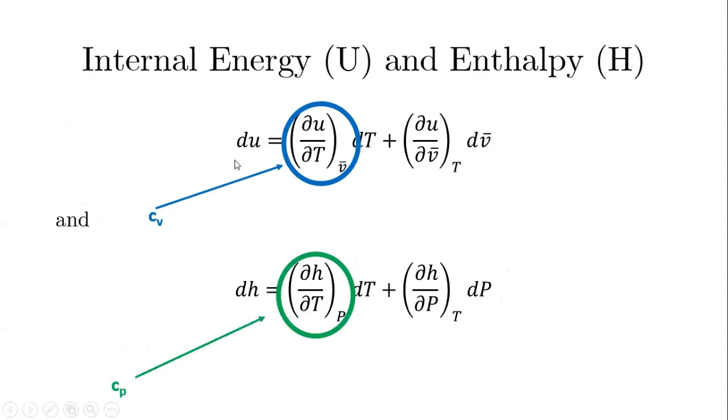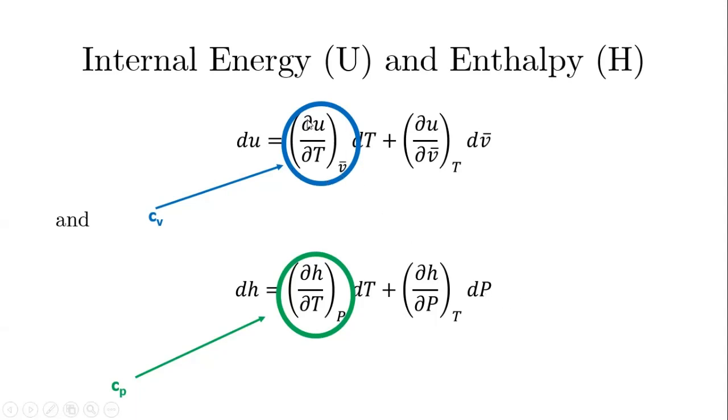I'm looking at dU, and I'm going to take a derivative of U with respect to T holding V constant, dT, plus the derivative of U with respect to V holding T constant, dV. That's the total derivative of U. I'll do the same thing for H, but the natural variables for H are T and P, so it just looks like that, just math mumbo jumbo.